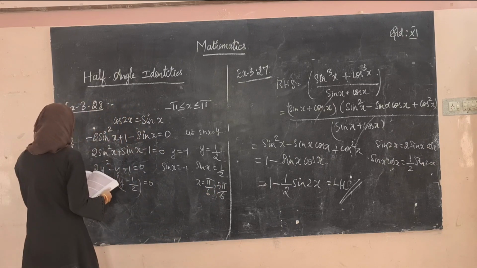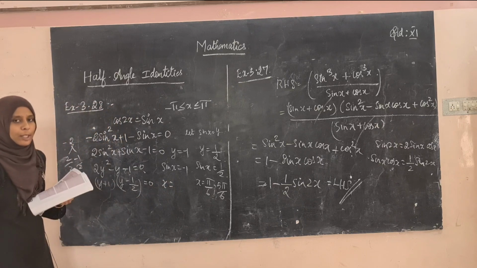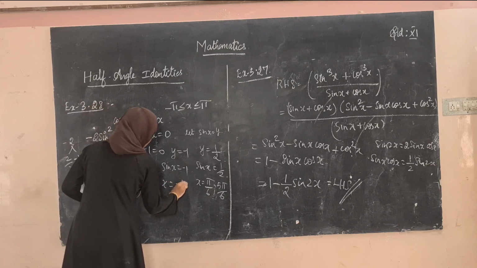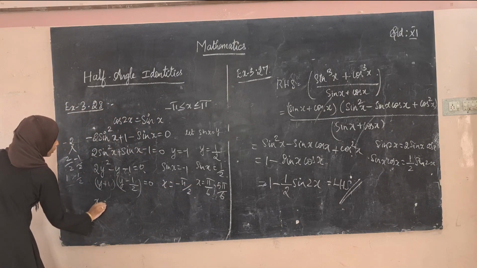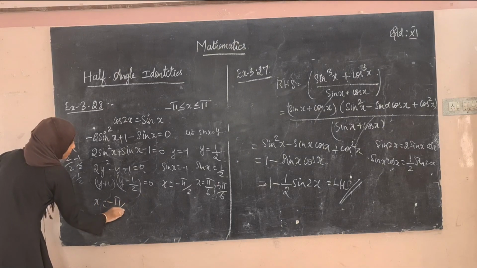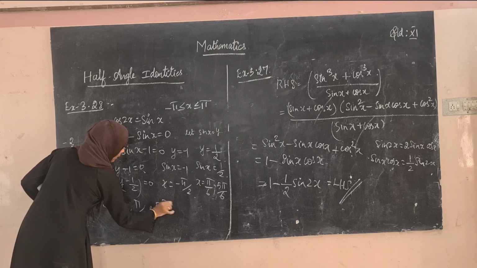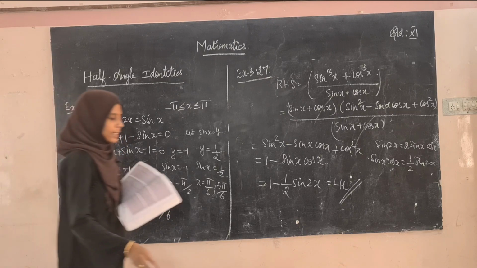Similarly for minus 1, we know that sin pi by 2 is 1. So sin of minus pi by 2 will be minus 1. So it will be minus pi by 2. So what's the value of x? x will be equal to minus pi by 2, pi by 6 and 5 pi divided by 6. Okay, now let us see the next one.